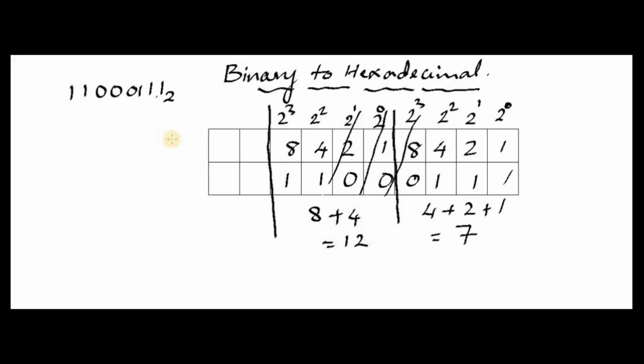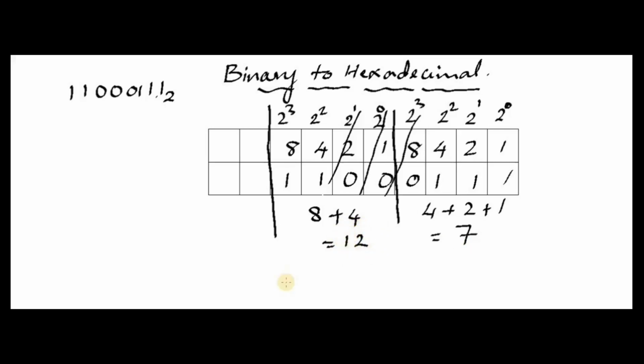Here my intention is to convert this number to a hexadecimal number, right? Here I got two numbers. The first number is 12, a decimal number, and the second is 7, also a decimal number. So for this 12, you have to find out the hexadecimal number.